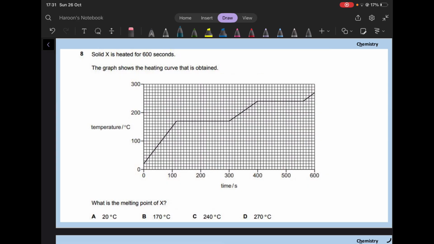Solid X is heated for 600 seconds. What is the melting point of this substance X? So as I told you guys, this is basically your heating curve.